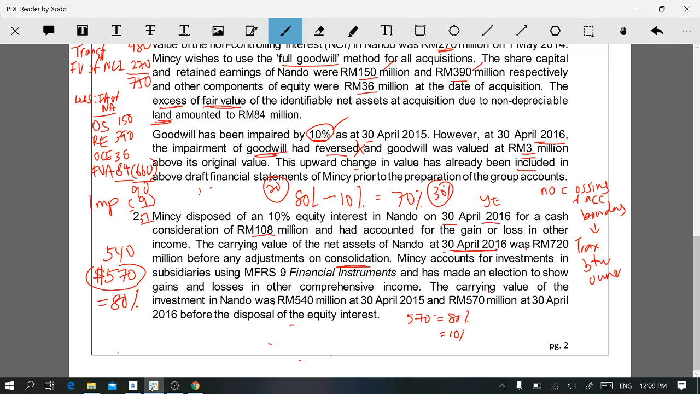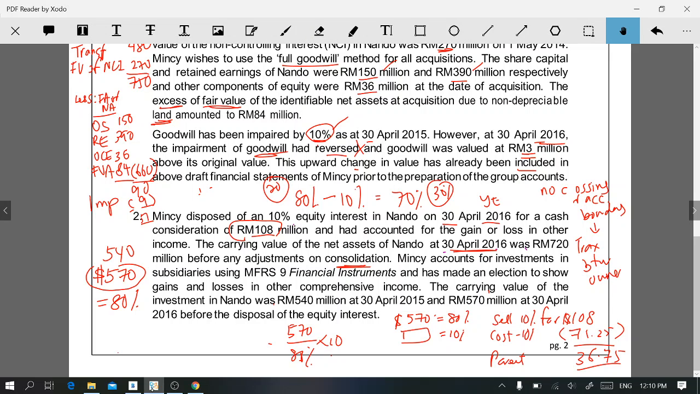And we sell off 10% for 108. So what's the cost at 10%? Because in our book it is 570 at 80%, so the value of 10% will be 570 divided by 80 times 10. So the cost is 71.25, and we sell it for 108. We make a gain of 36.75. This is recognized in the parent's book, so we must take it out.